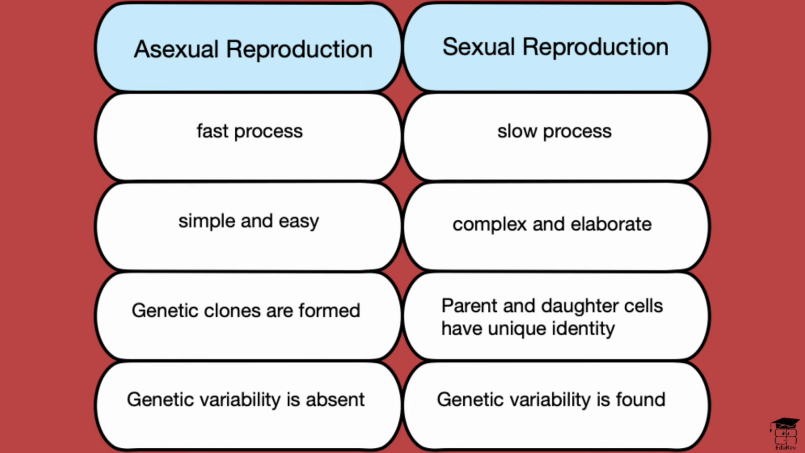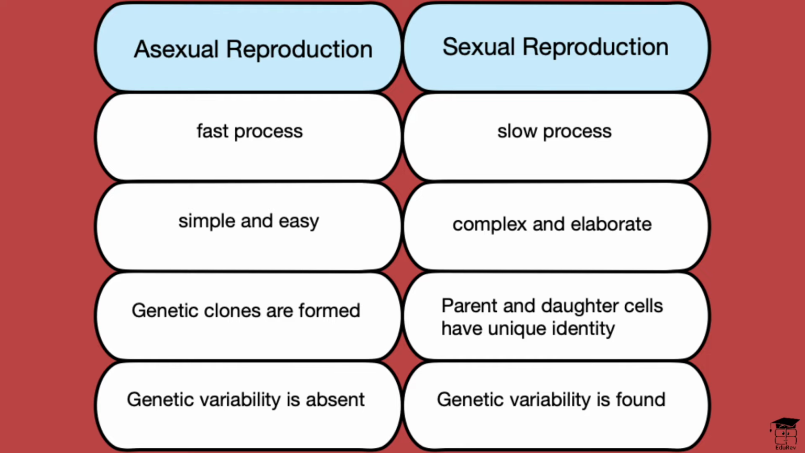There are two types of reproduction in organisms. One of them is asexual reproduction and the other is sexual reproduction. Let us differentiate between the two. Asexual reproduction is fast, but sexual reproduction is a slow process. Asexual reproduction is an easy and simple process, but on the other hand, sexual reproduction is complex and elaborate.